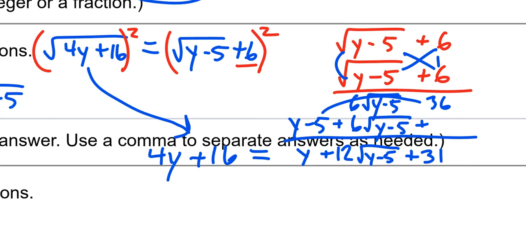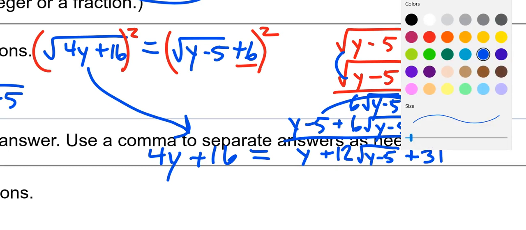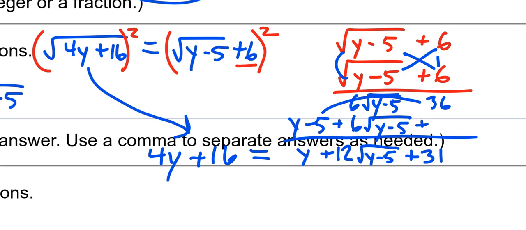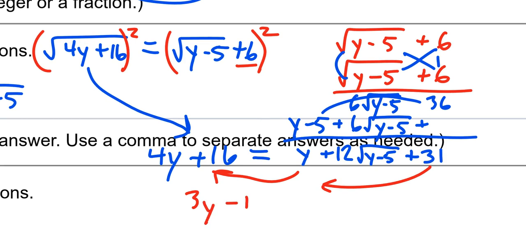Now, I probably won't finish this one. If you really want to try to tackle this one, go for it. But in order to do this question, you would have to push that y over to that side and that 31 over to that side, creating 3y. Let's see, 16 take away 31, that'd be negative 15 equals 12 times y minus 5.